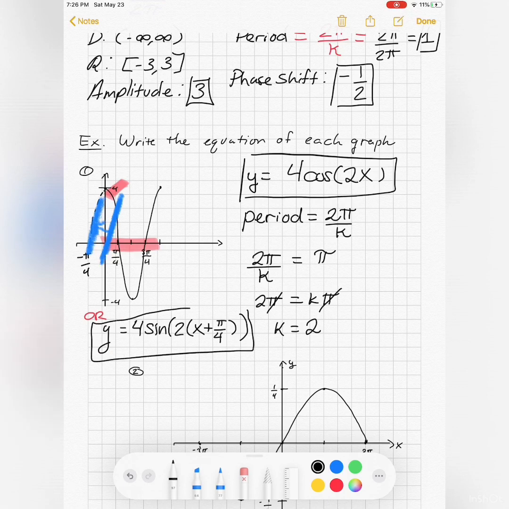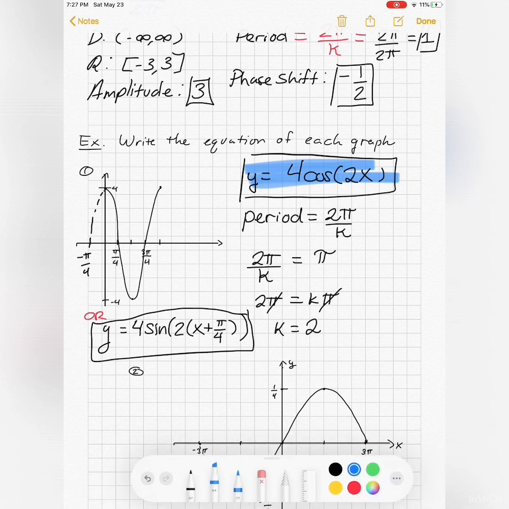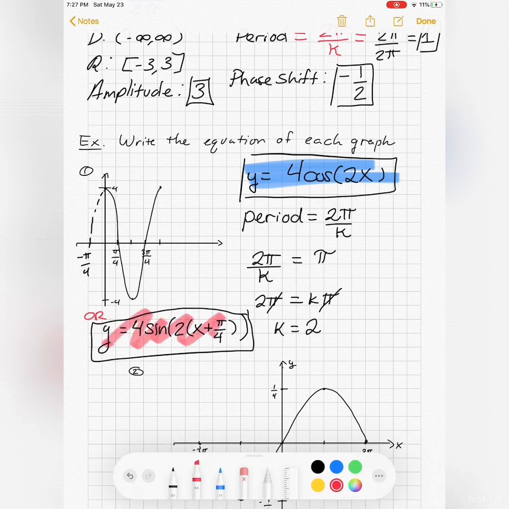And I could even come up with more, but I'll stop with those two. So if I was just asked to come up with an equation, I would just go with this one. But if I needed another idea, there I have another idea.